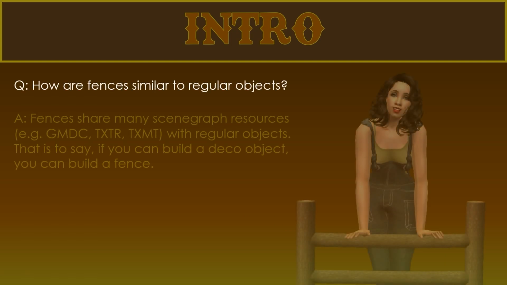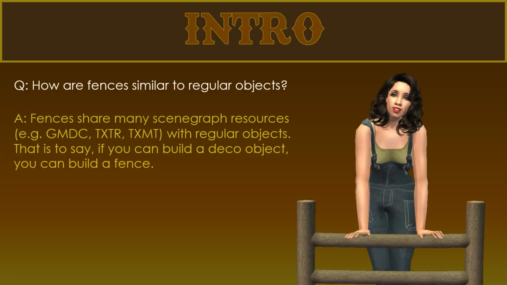How are fences similar to regular objects? Fences share many scene graph resources, e.g. the GMDC, TXTR, TXMT, with regular objects. That is to say, if you can build a deco object, you can build a fence.